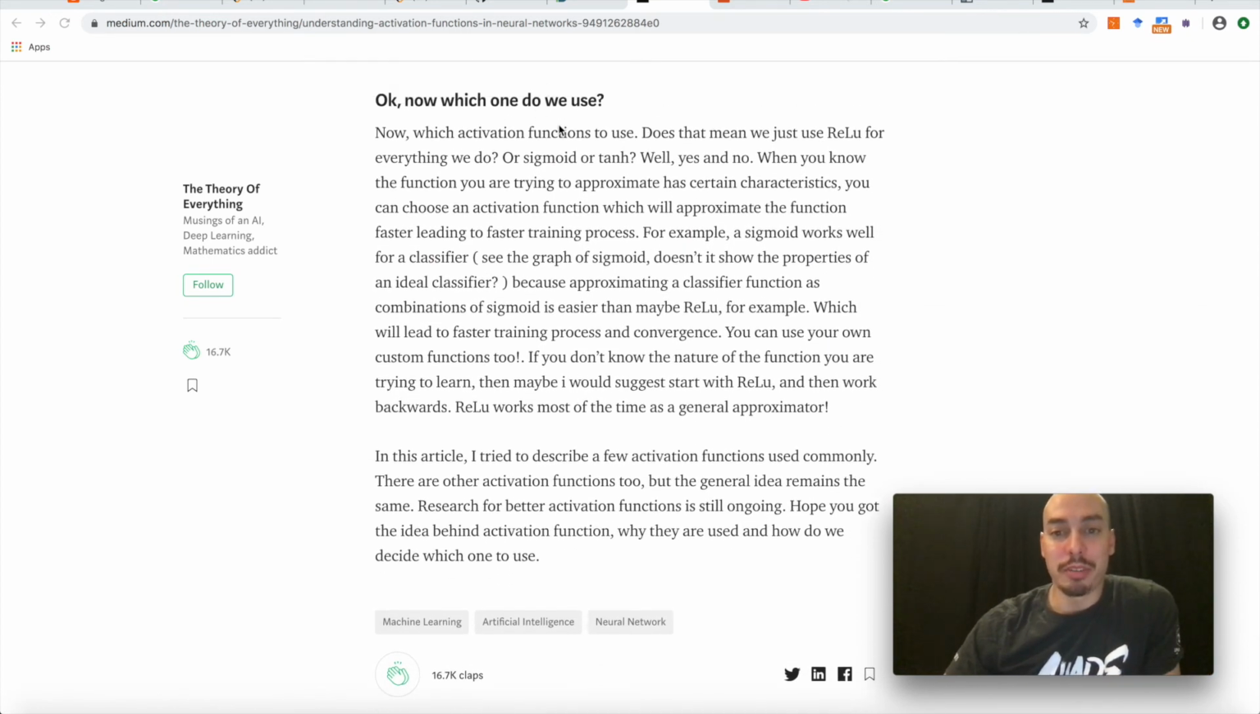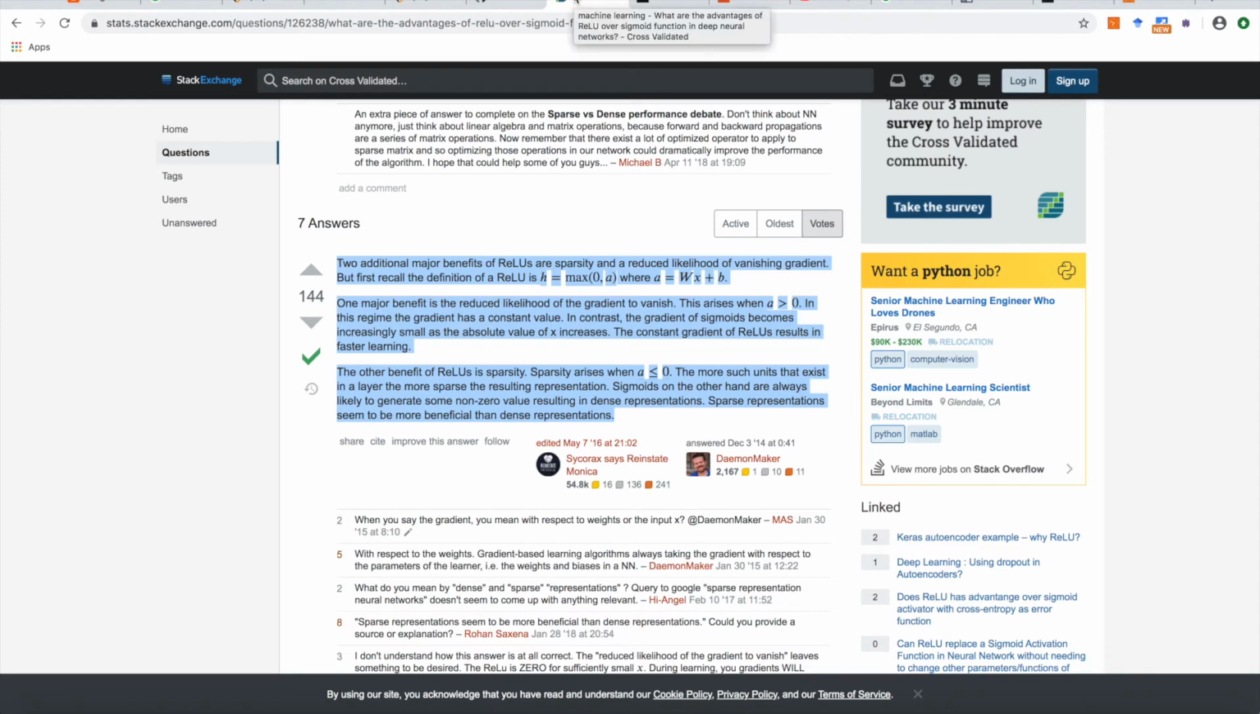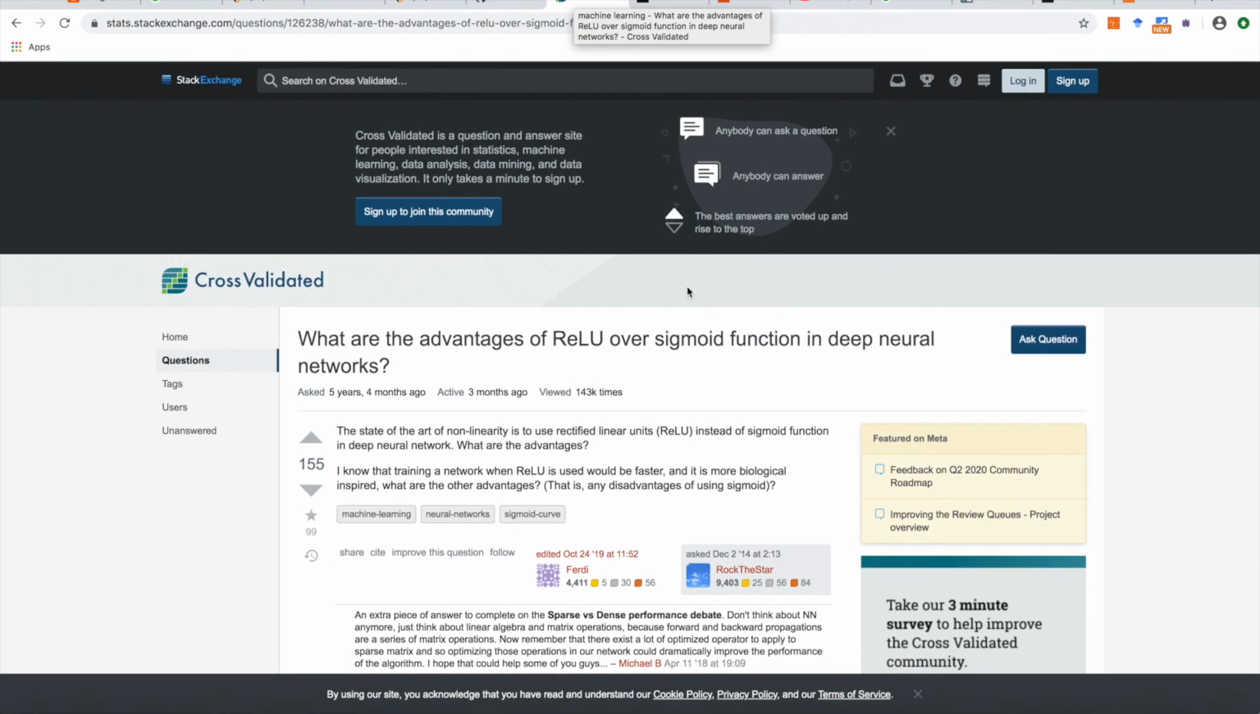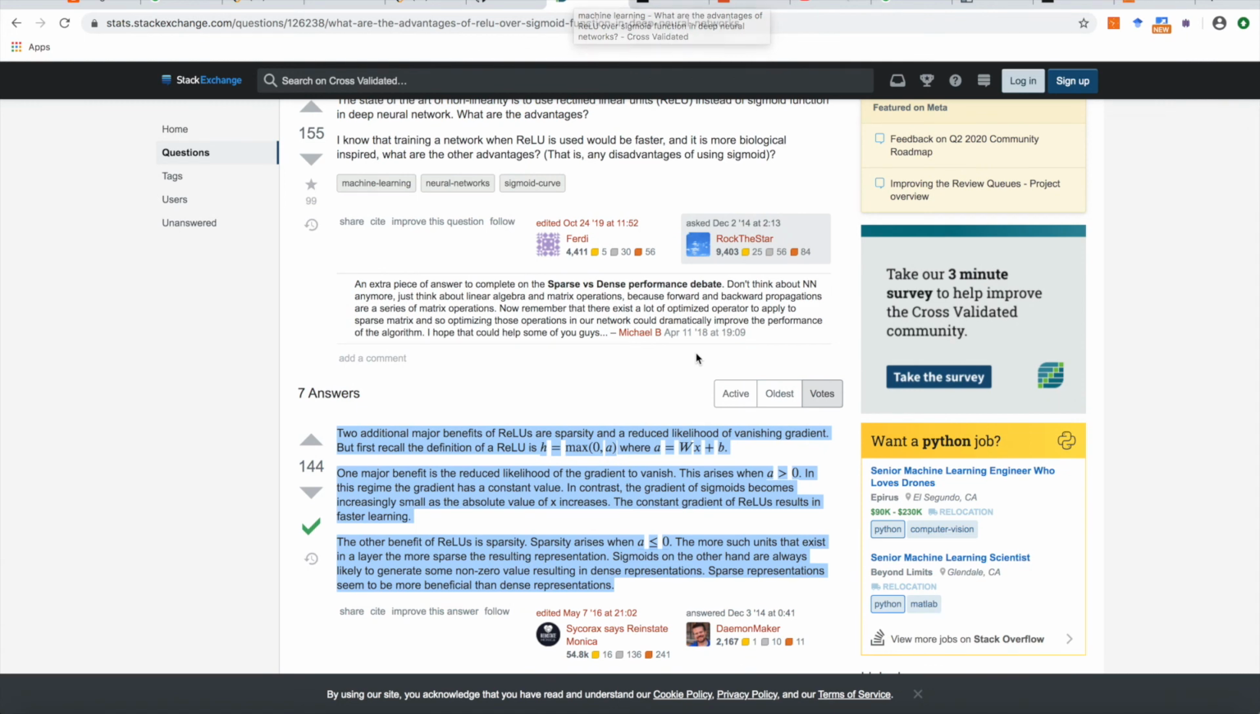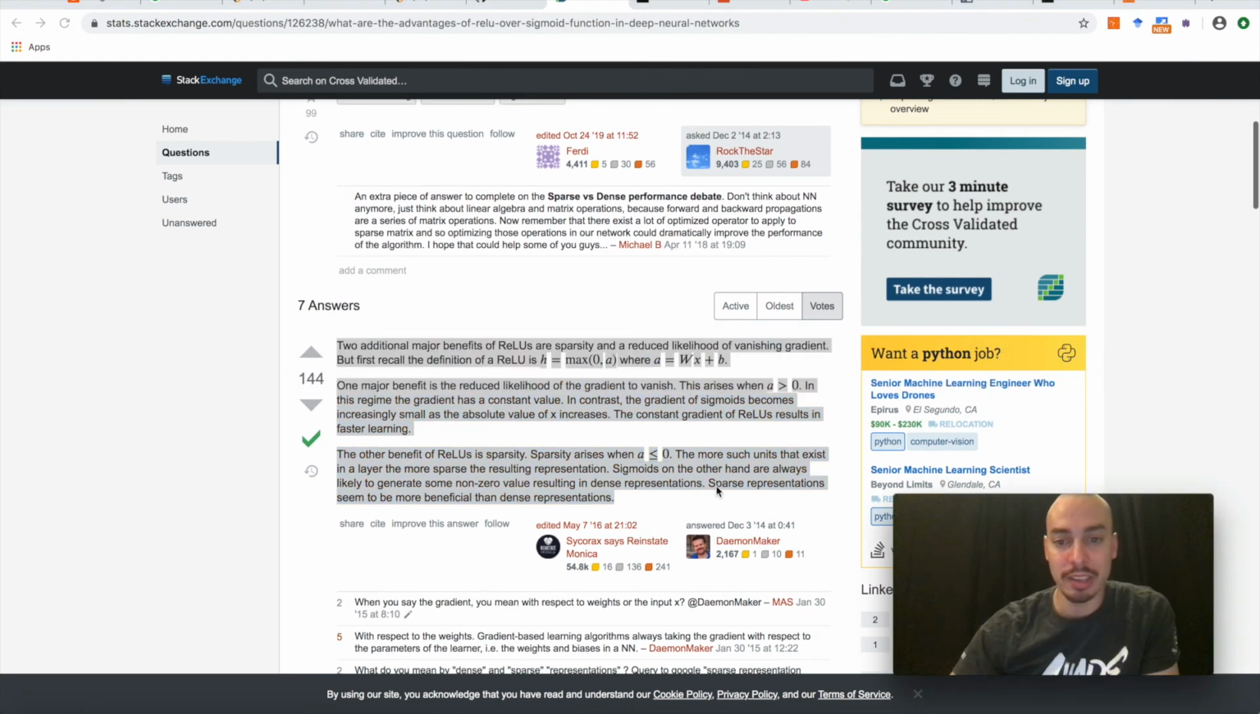The authors here come to their own conclusion, right, and probably have a tendency to use ReLU over other functions here. ReLU works most of the time as a general approximator. So that's that. But in more concise terms, actually a nice answer came from stackexchange.com on that very same question: what are the advantages of ReLU over sigmoid in deep neural networks? Exactly what we just discussed, very concisely described here in a nice way that you could actually also tell during an interview.